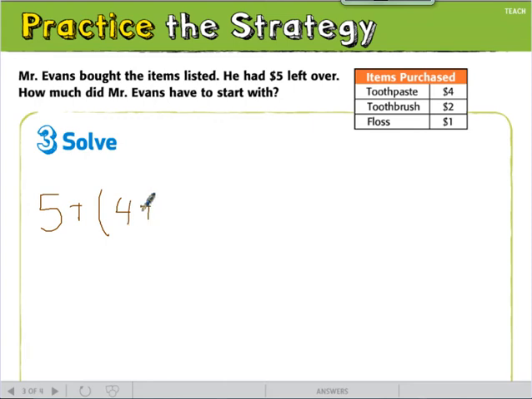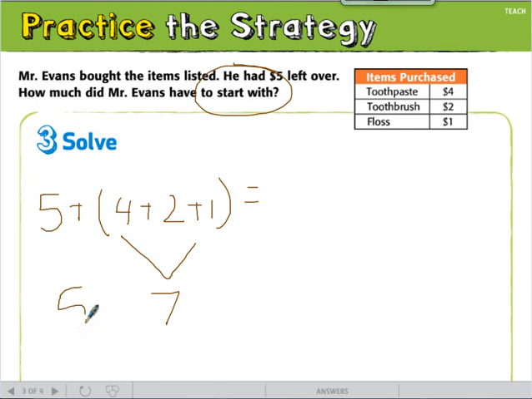So we have 5 plus 4 plus 2 plus 1, and that equals what he started with. Okay? And the reason why I do this is because this is how much he spent. So 4 plus 2 is 6 plus 1 is 7. So now we have 5 plus 7. So how much did he have to begin with? $12. Okay?